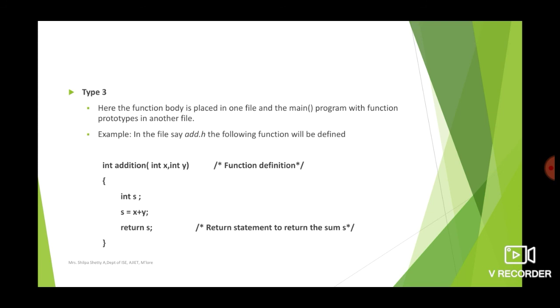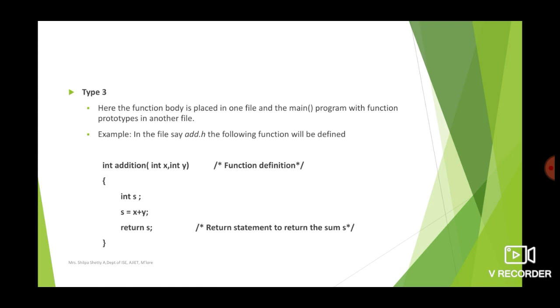The last category is not very prominently used. The first two are very important: before main and after main. This is one more way the function can be implemented. This is used generally when the function is very large. What we do is we store it in a separate file. So here the function body is placed in one file and the main program with function prototypes in another file.